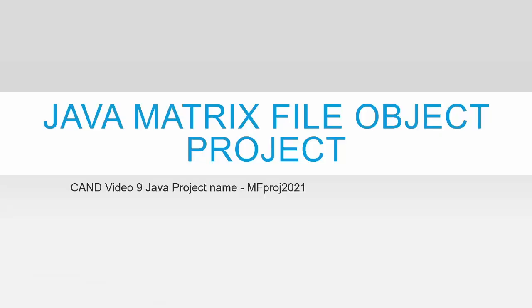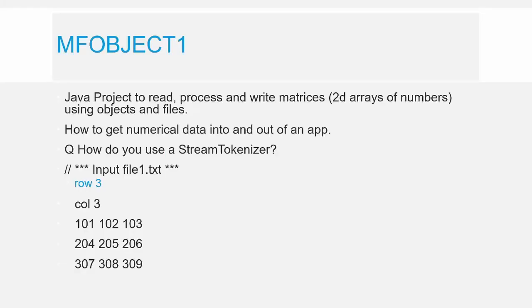In this video, I will show you how to use a stream tokenizer to load data from an ASCII file into an application and then send the output to an ASCII file. This is video 9. In this video, I'll show you how to get numerical data into and out of an application.